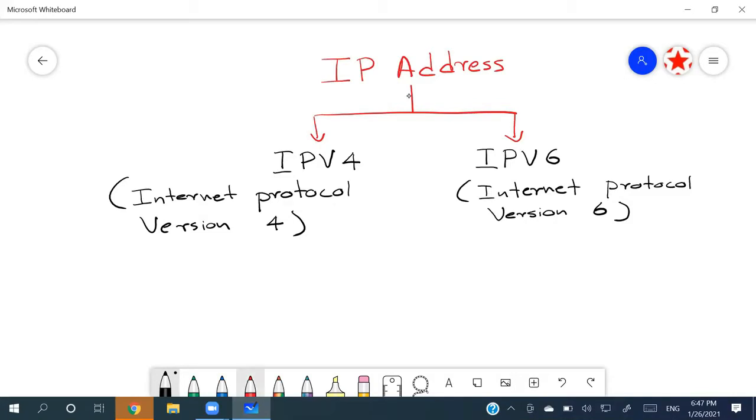So an IPv4 address has 32 bits. 32 bits means 32 ones and zeros inside that address, and IPv6 has 128 bits inside that address, right? So in our syllabus, we concentrate on IPv4 addresses, not IPv6 addresses. So hereafter, if I say IP address, it is regarding IPv4 addresses, right? IPv6 is something we are not going to discuss in our syllabus.